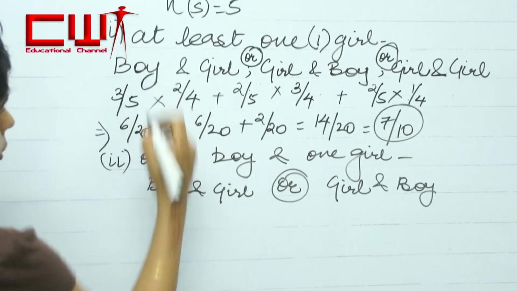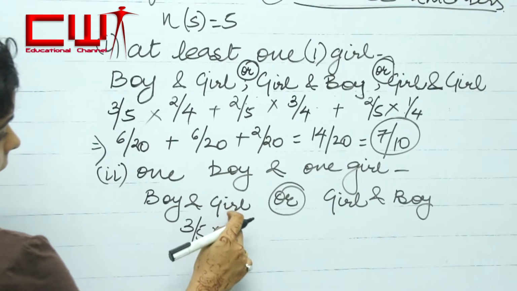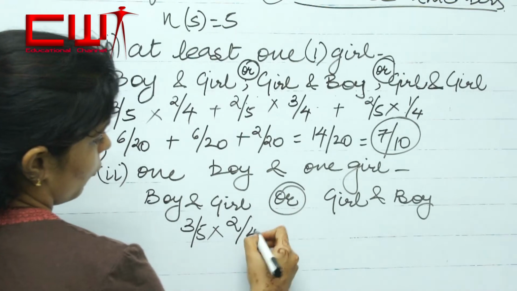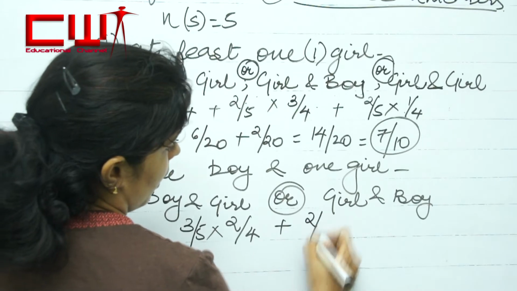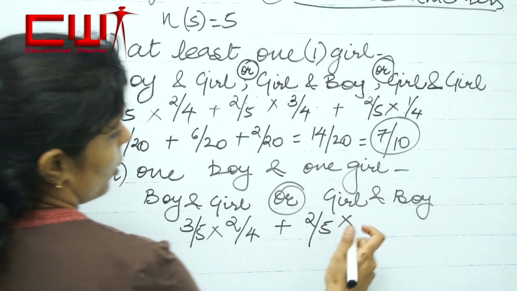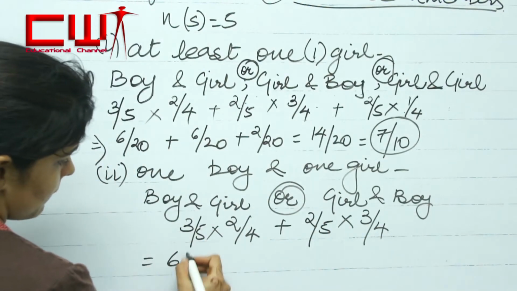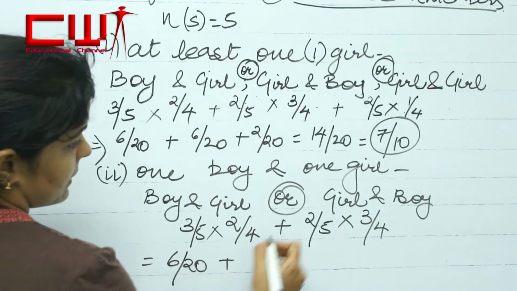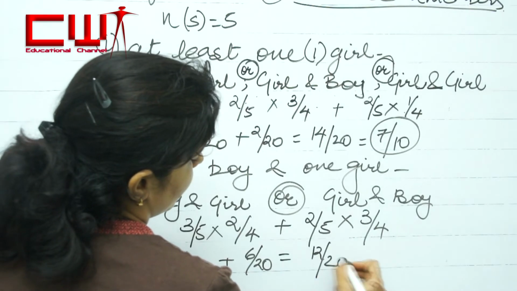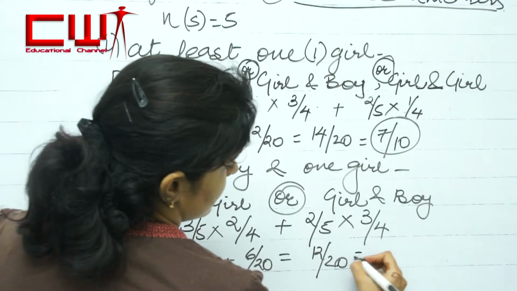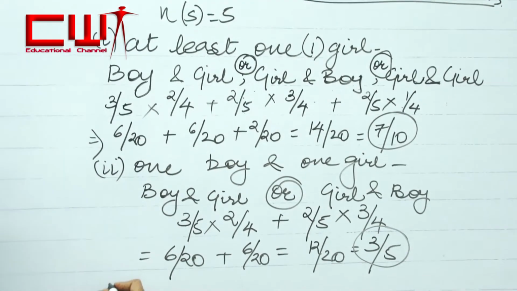So boys are how many? 3 out of 5. Wherever you add, you will multiply. Girls are how many? 2 out of 4, because 1 boy is gone here. Plus how many girls? You have 2 out of 5 into how many boys? 3 out of 4, because 1 girl is gone here. So 3 2s are 6, 5 4s are 20, plus 3 2s are 6, 5 4s are 20. This will come 12 out of 20, or you can say this will be 4 3s are and 4 5s are. 3 by 5 is the answer of the second probability.